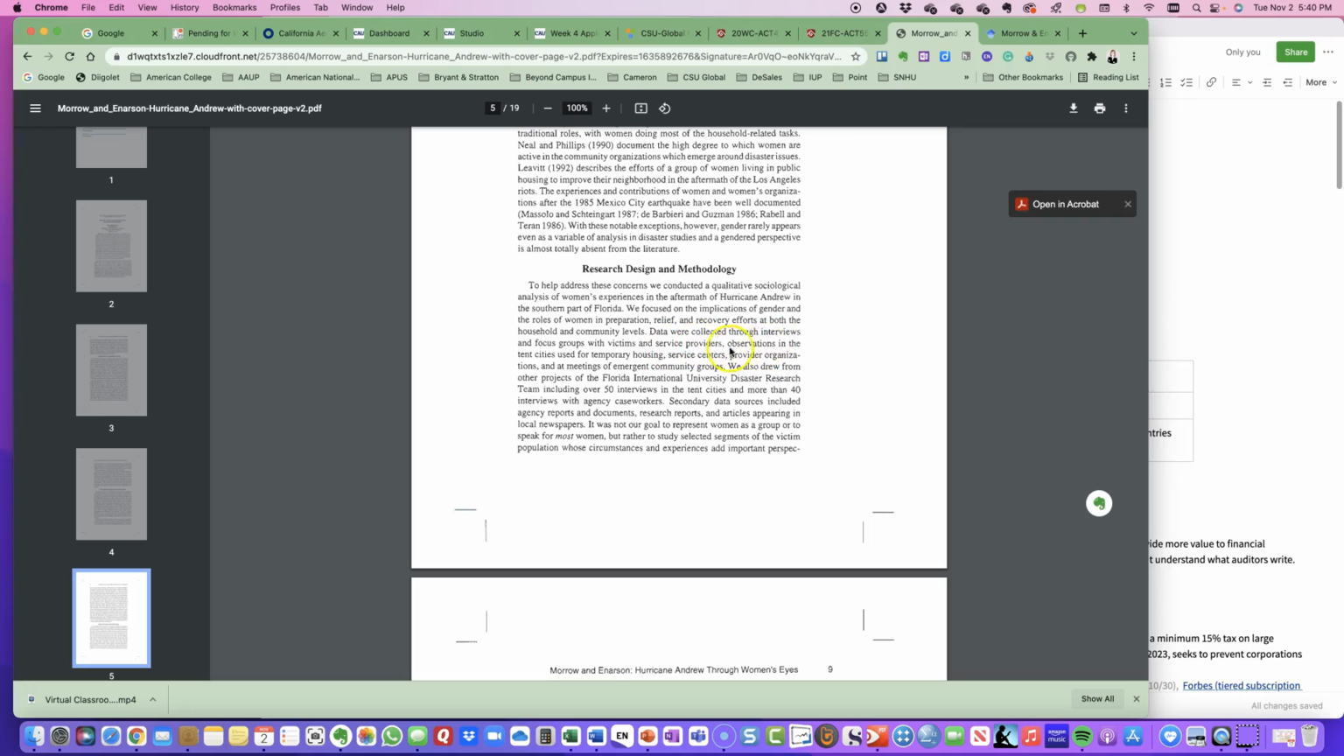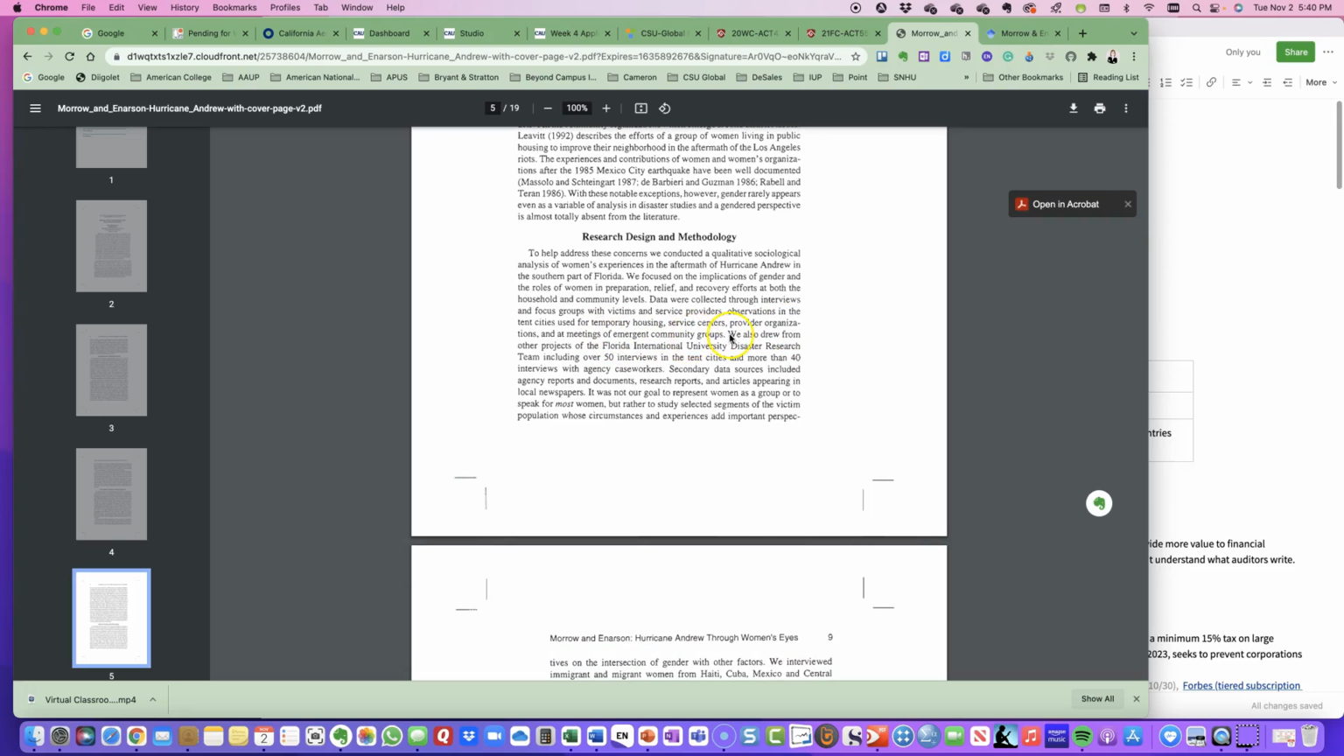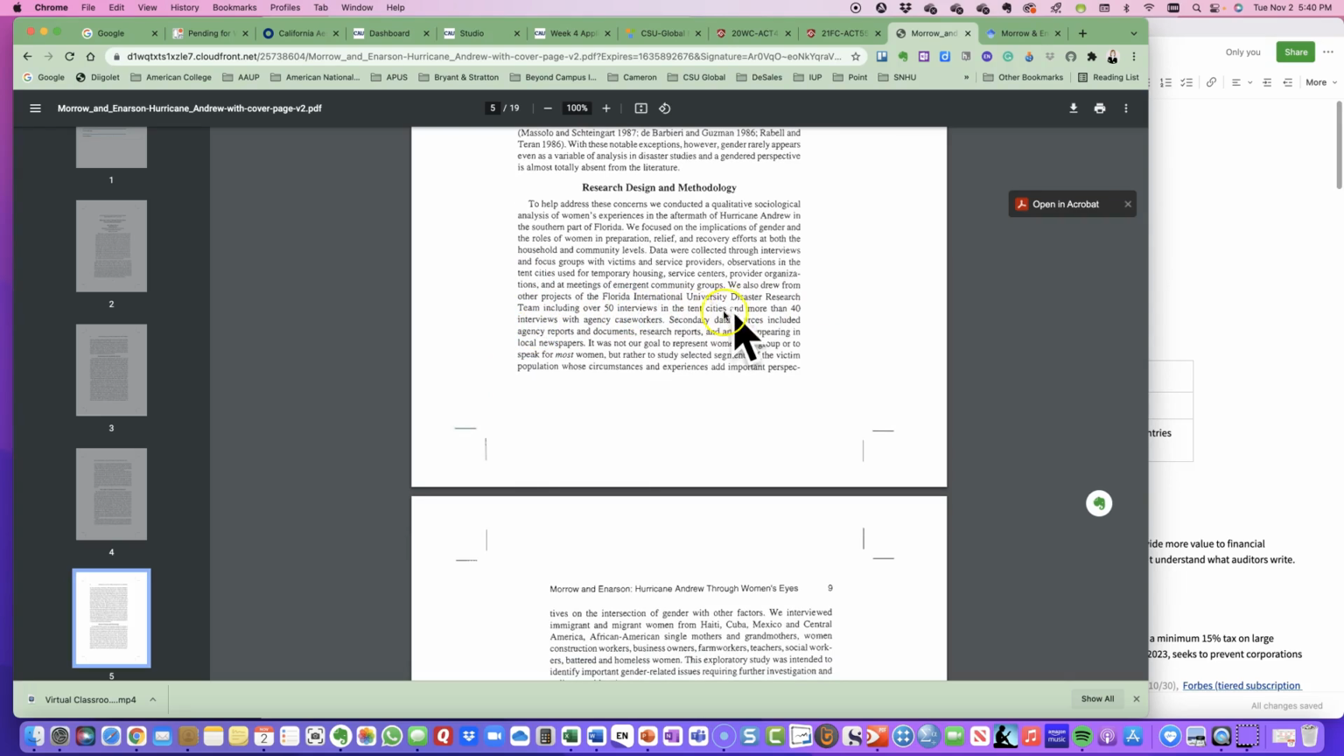They also had here observations in the tent cities that were used for temporary housing, also observations in service centers, in provider organizations, and in meetings of emergent community groups. So basically, they also drew from other projects of the Florida International University Disaster Research Team, which included 50 interviews in the tent cities and more than 40 interviews with agency caseworkers. And then secondary data sources were agency reports and documents, some research reports and articles that were in the local papers.